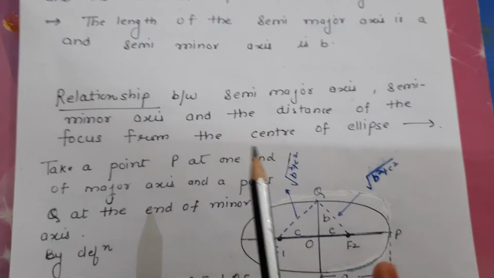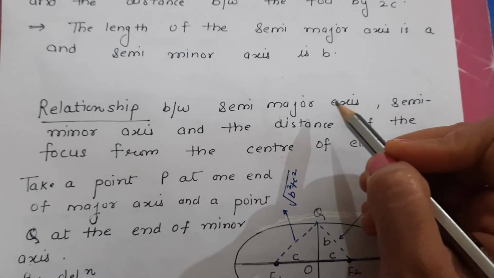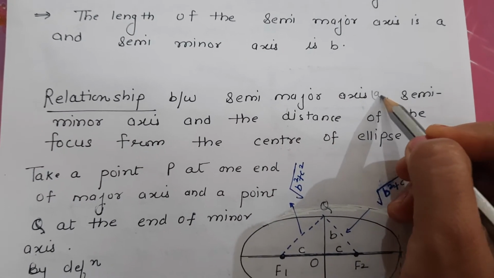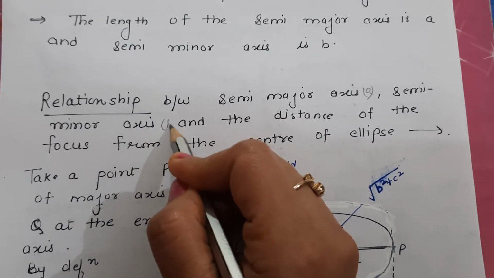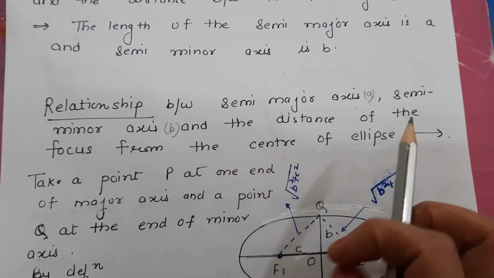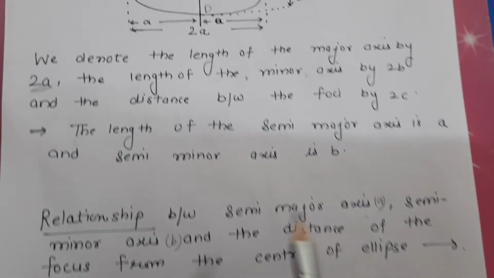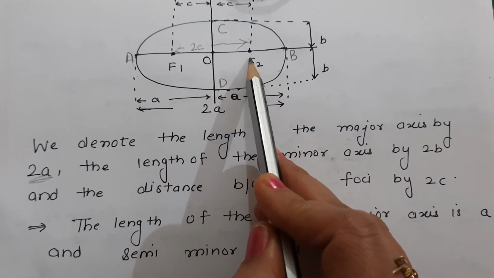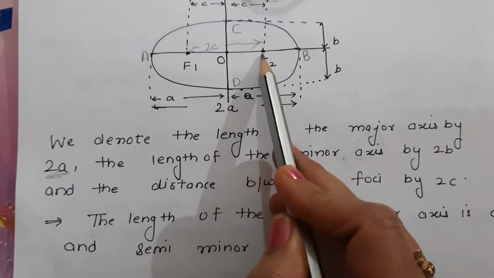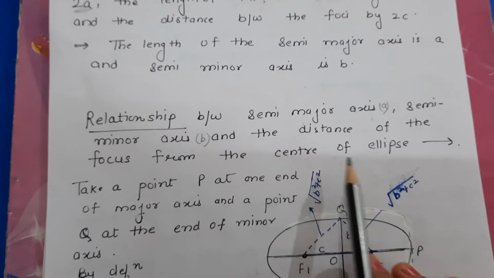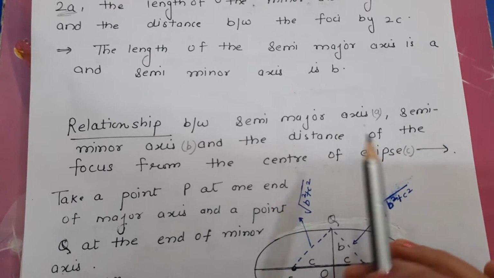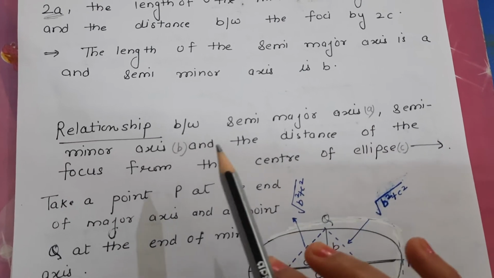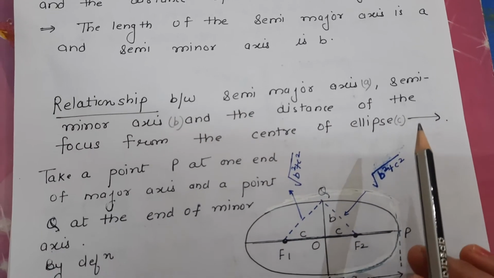Next is the relationship between the semi-major axis, that is here a, the semi-minor axis b, and the distance of the focus from the center of the ellipse. Here this distance of the focus from this center is c, right? So that means we are going to find the relationship between small a, small b and small c.